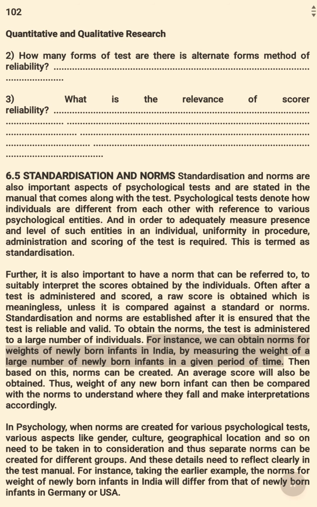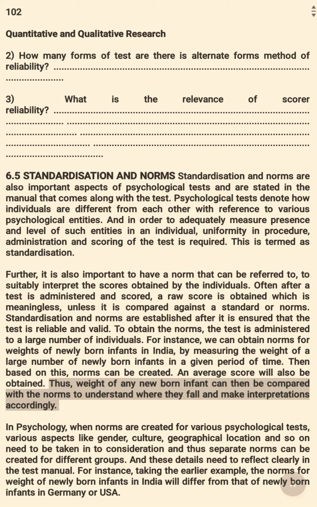For instance, we can obtain norms for weights of newly born infants in India by measuring the weight of a large number of newly born infants in a given period of time. Then based on this, norms can be created. An average score will also be obtained. Thus, the weight of any newborn infant can then be compared with the norms to understand where they fall and make interpretations accordingly.